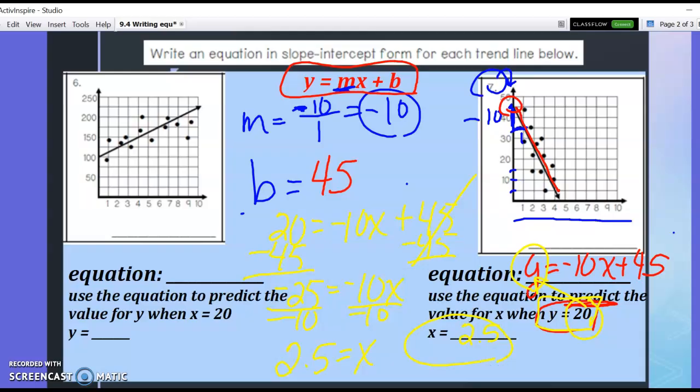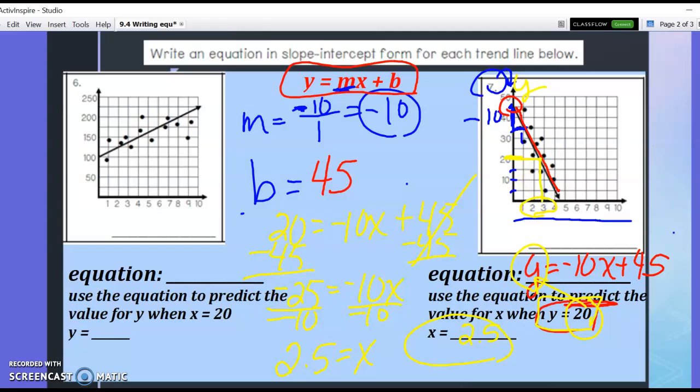And let's look at the graph. Here's my y values here. So here is where y is 20. Does it look like that's about 2.5? I think it does. It's in between those two numbers right there, where that would be.